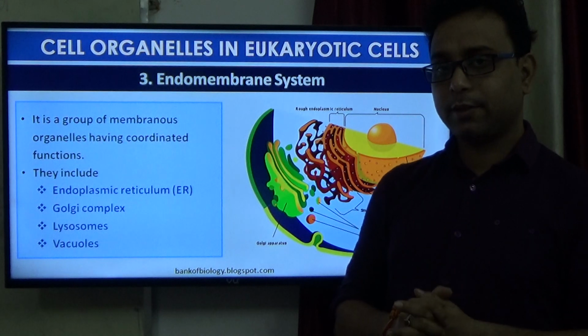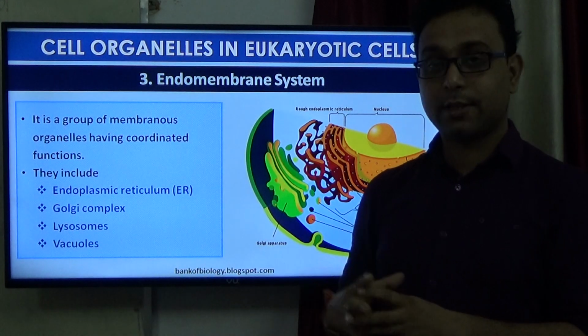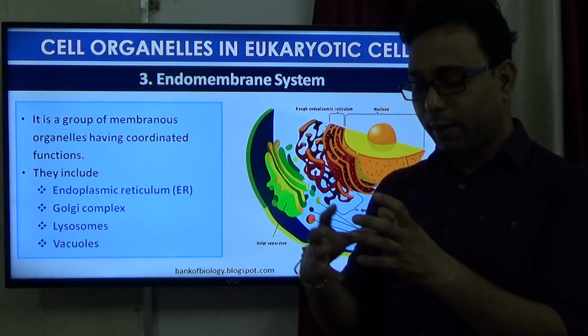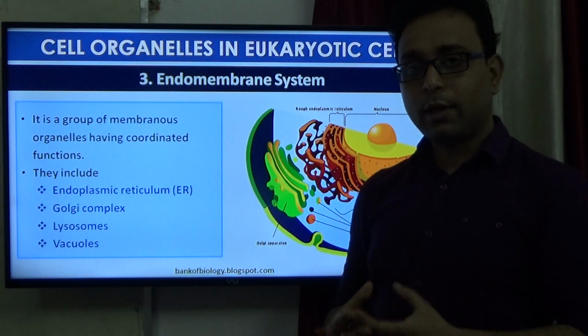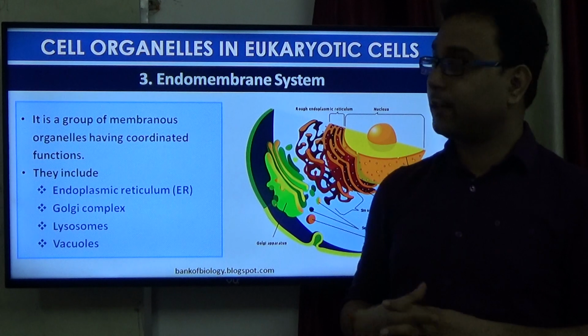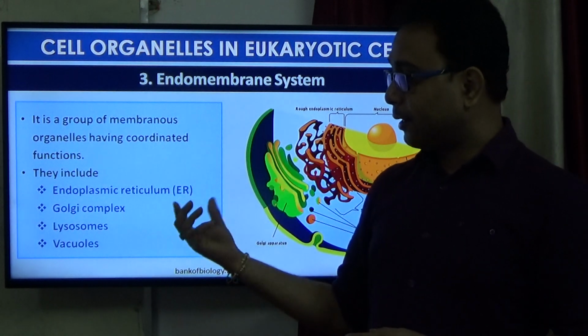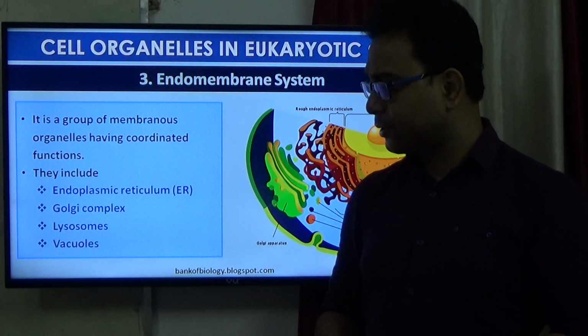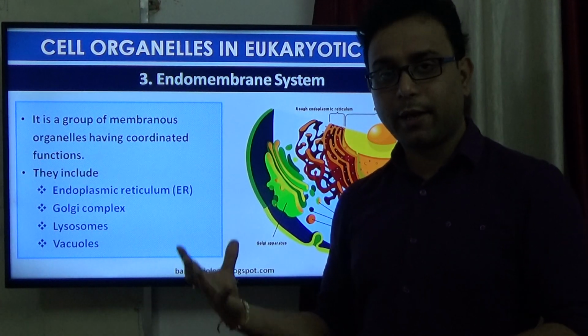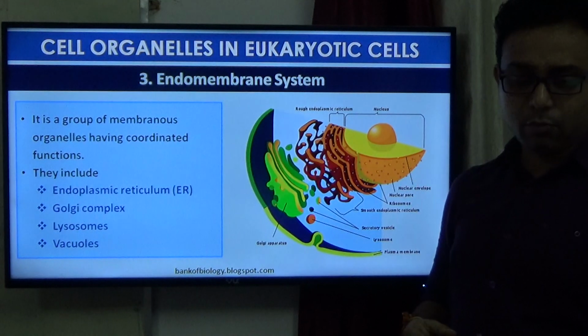In the endomembrane system, they are like four friends, right? They work together to help the cell. What are the four organelles in the endomembrane system? Endoplasmic reticulum, Golgi complex, lysosomes and vacuoles. Now today we discuss them one by one.